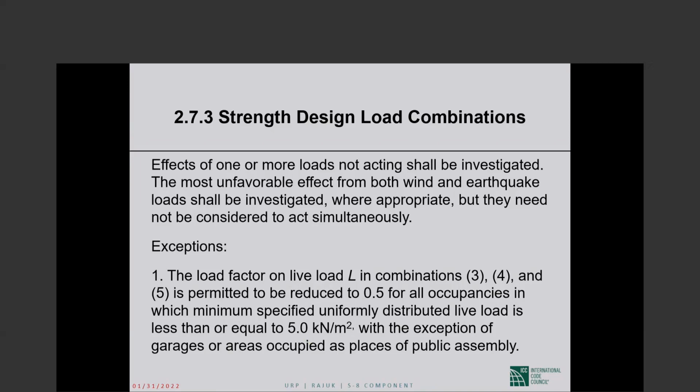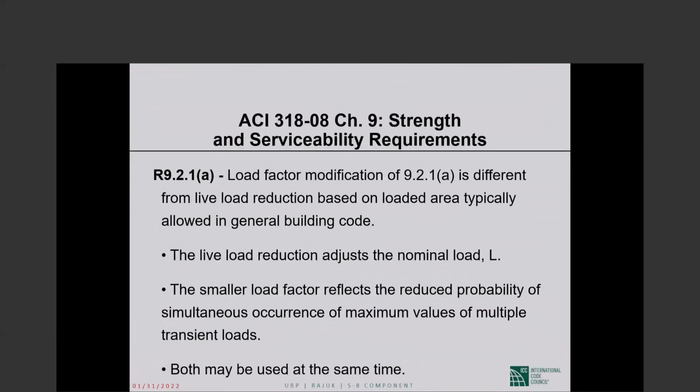So, please listen carefully. Unless we are designing a parking structure, a place of public assembly, or an area supporting more than 100 pounds per square foot of live load, the live load factor can be taken equal to 0.5 instead of 1.0. This is exception number 1.